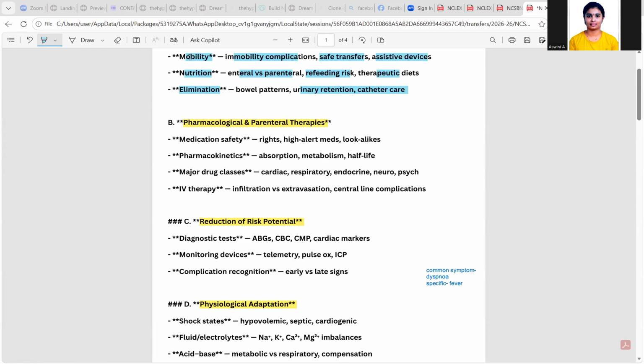That's a very important question, and it can be confusing. How can we identify the patient? The patient can be identified by the name and the date of birth. That means we have to ask the client to repeat his name and date of birth, and also cross-check the date of birth the client is saying with the ID band.